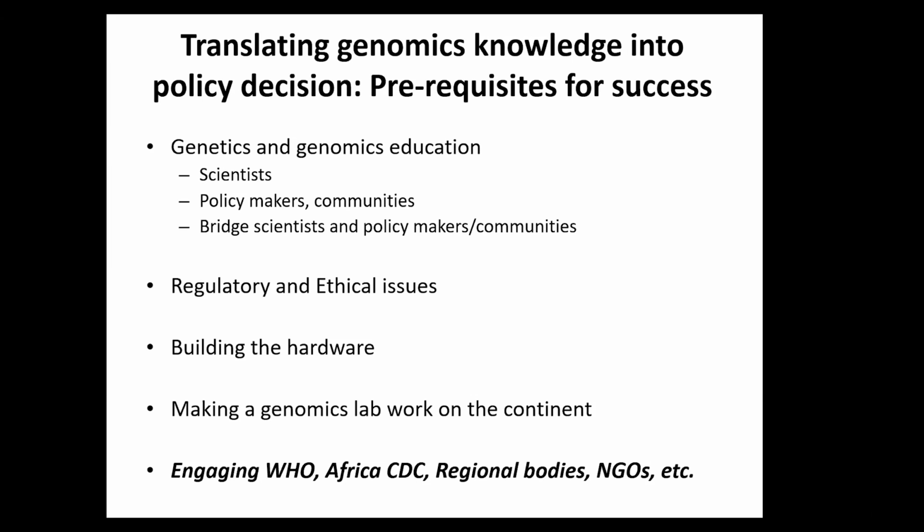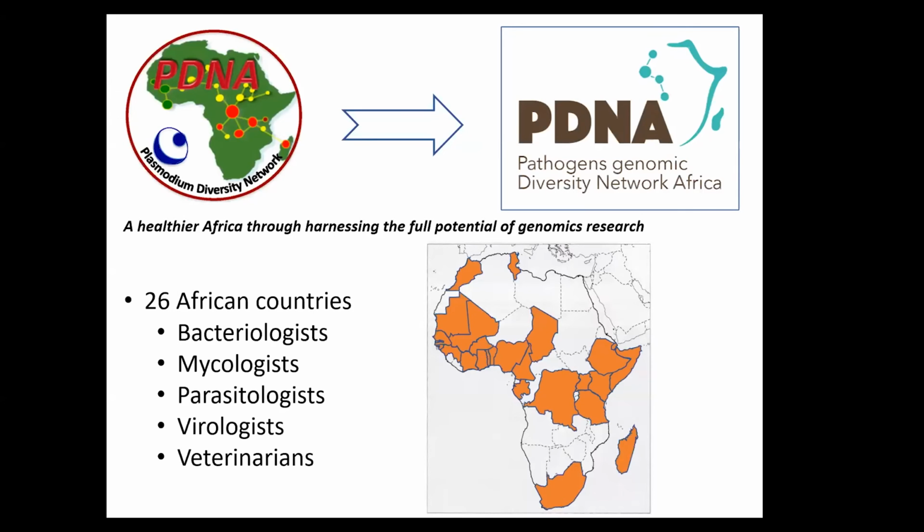And the engagement has to also be driven towards the international organizations, regional organizations, and NGOs if we are to be successful. Next slide. And pDNA is now turned into the Pathogen Genomic Diversity Network, where we are expanding the disease catchment as well as expanding the number of countries, but still focusing on how to bring genomics to bear in health in Africa. Next slide.